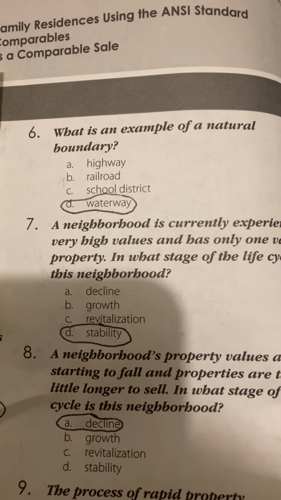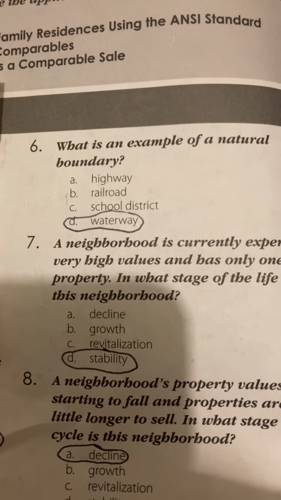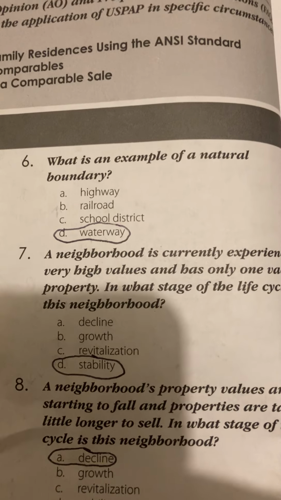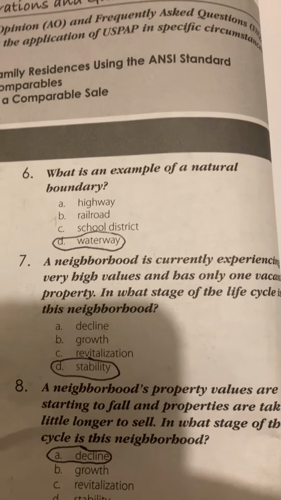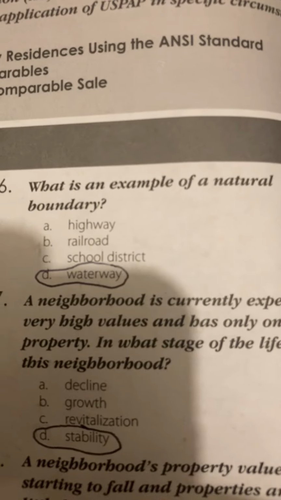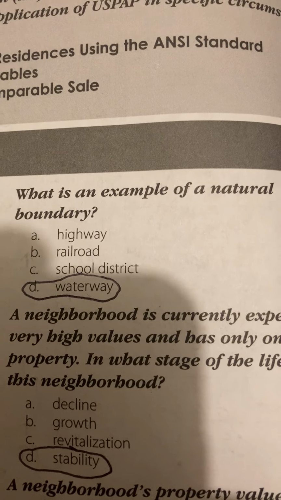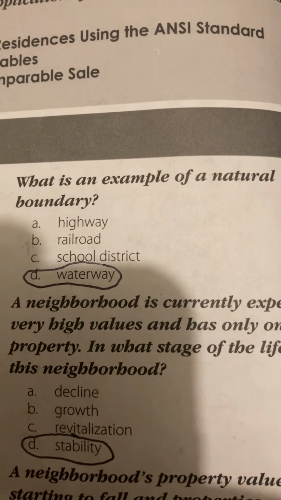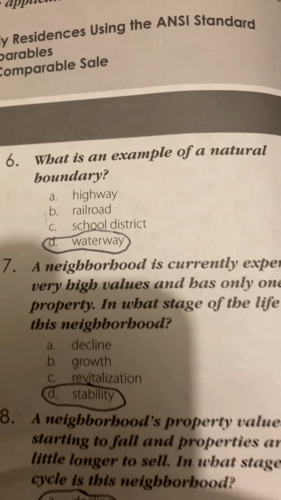Number 6. What is an example of a natural boundary? A. Highway. B. Railroad. C. School district. Or D. Waterway. The answer is waterway, D.